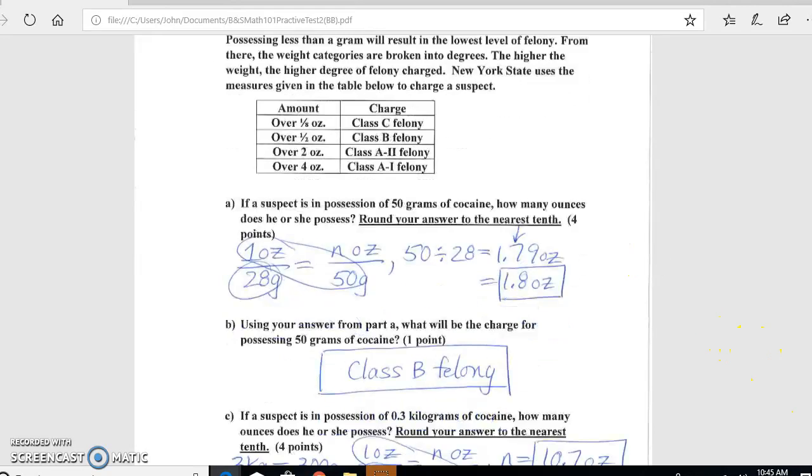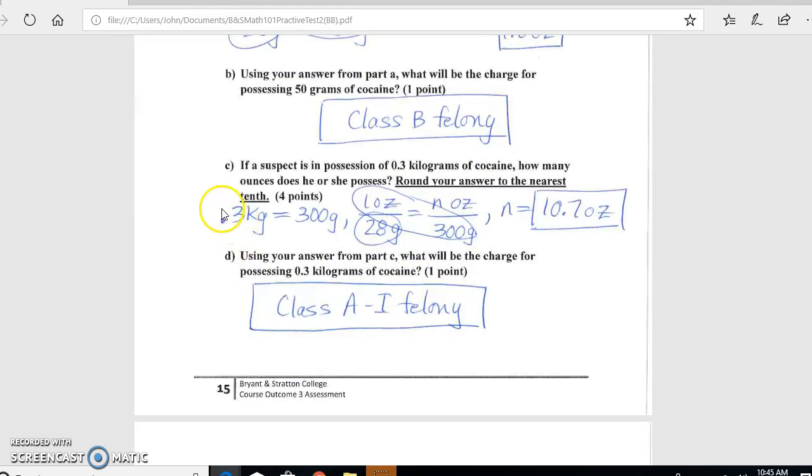If we move down to letters C and D, we see letter C says, if a suspect is in possession of 0.3 kilograms of cocaine, how many ounces does he or she possess? Round your answer to the nearest tenth. So we are given the amount of possession in kilograms, and we need to change that to ounces. Now we have no single formula on our formula sheet that will change kilograms to ounces. We need to first change kilograms to grams, and that's what I've done here.